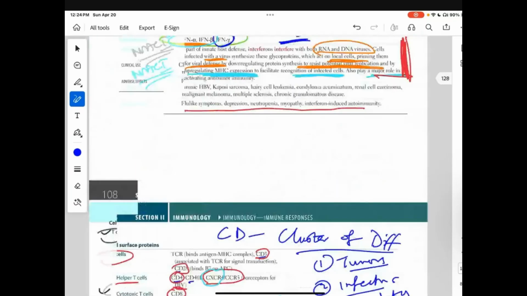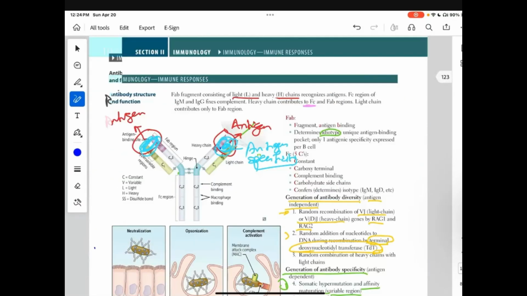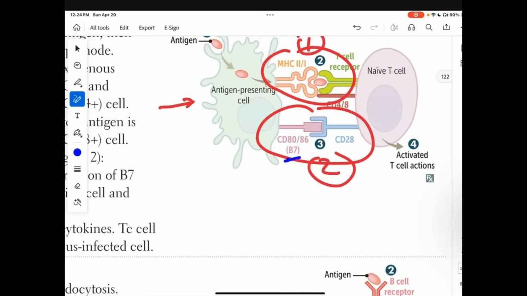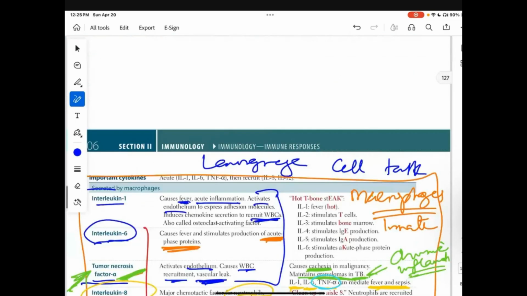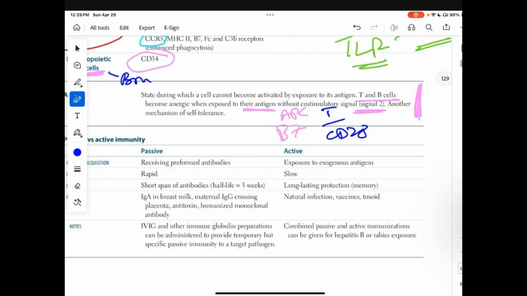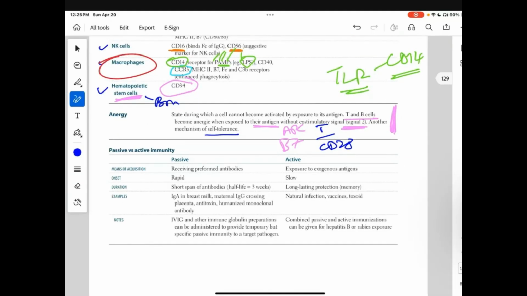Let's look at that signal again one more time to remind ourselves. Look at it here. Whenever this B7, or CD80, CD86, fails to bind with CD28 on the T cell, this T cell will now become anergic. So if this signal fails to happen, the T cell becomes anergic or unresponsive to this antigen. That's what it means with anergy. It typically happens when the second or co-stimulatory signal is aborted. And of course, it is another mechanism of self-tolerance.